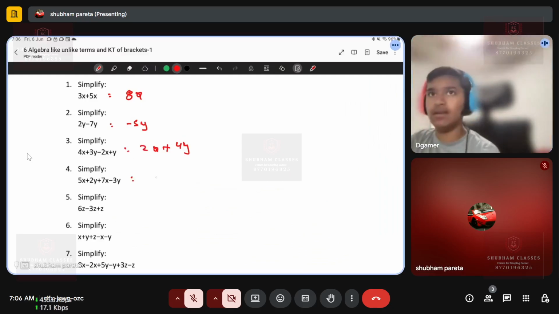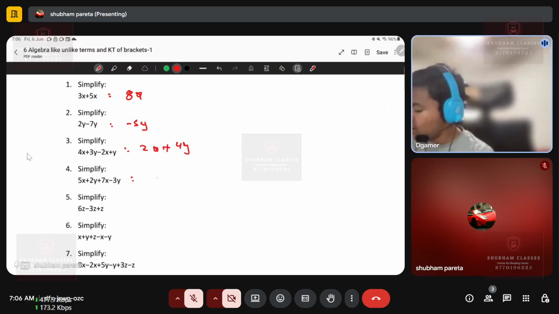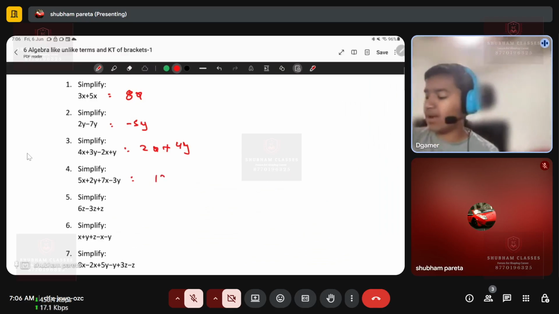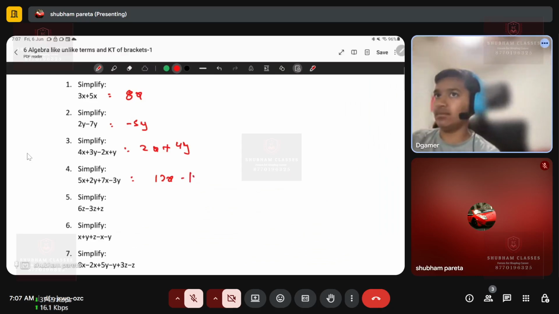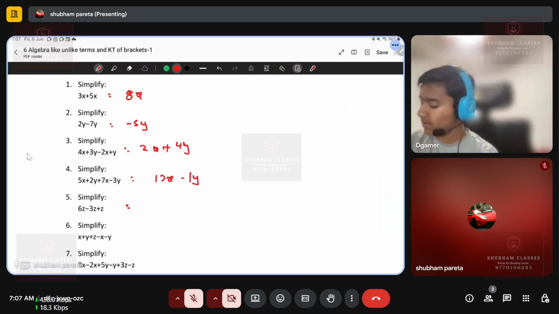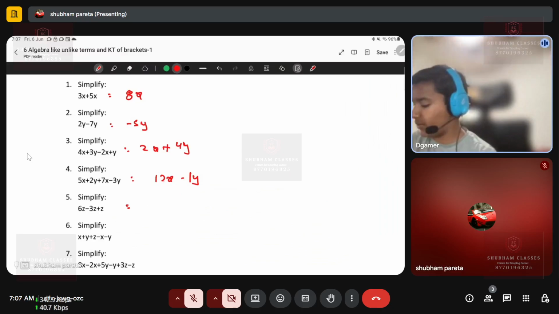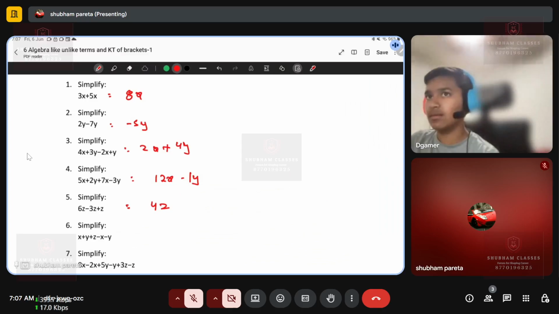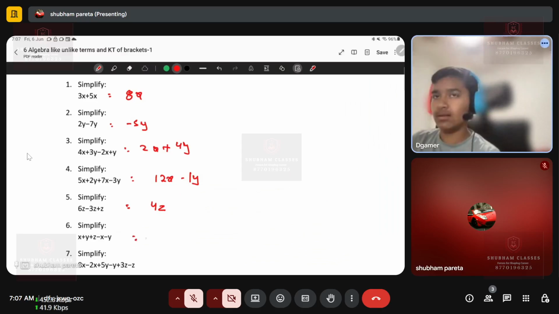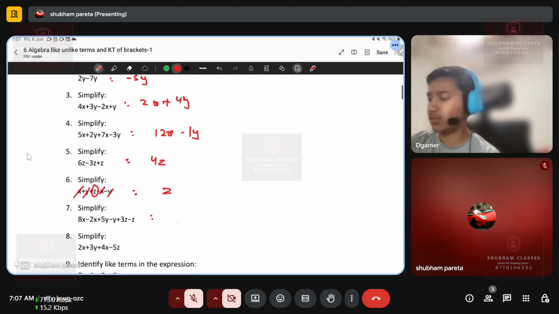Next, the fourth one is 12x minus 1y. Okay, very good. And then the fifth one is 4z. 4z. Okay. Then the sixth one is z. Sixth one is only z. Okay, because x and x, y and y get cancelled out, and z is the only answer. Yes, correct. And seventh one.